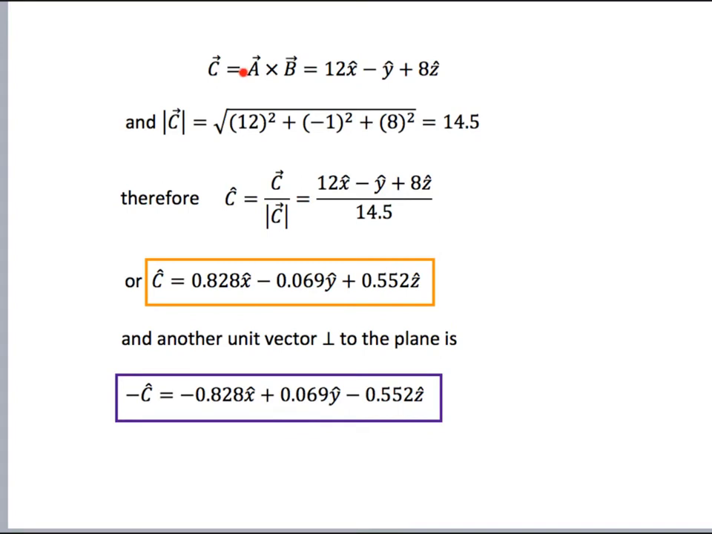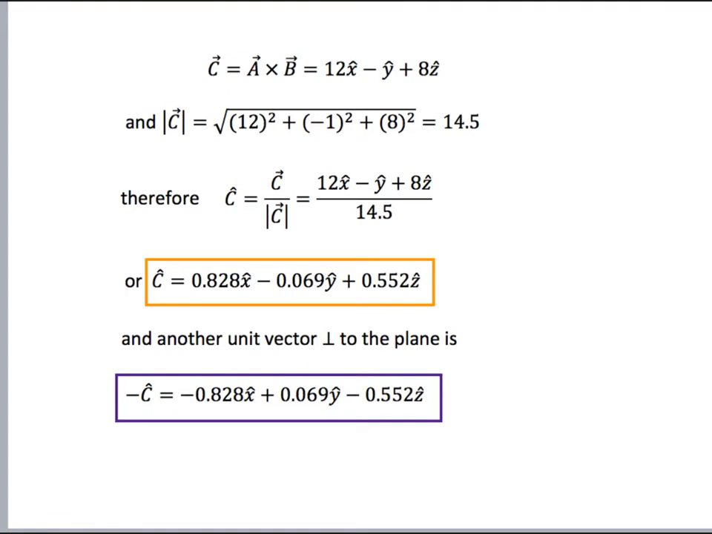Now we just calculated that C vector, or A cross B, is equal to 12x hat minus y hat plus 8z hat. We use the three-dimensional Pythagorean theorem. We plug in the components, square them all, add them together, and then take the square root of the sum, and we get 14.5. Now this C vector, I want to divide every term by 14.5 because C hat is C divided by C magnitude, and when you do that, you get this is the answer, 0.828x hat minus 0.069y hat plus 0.552z hat.